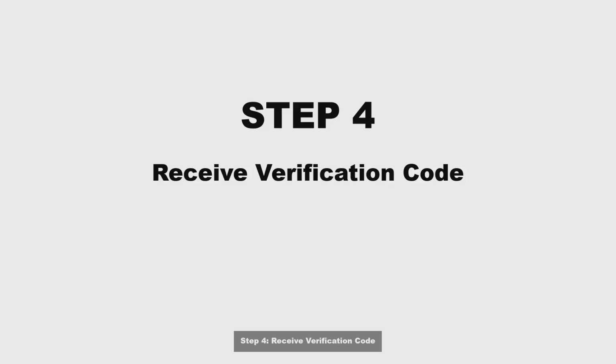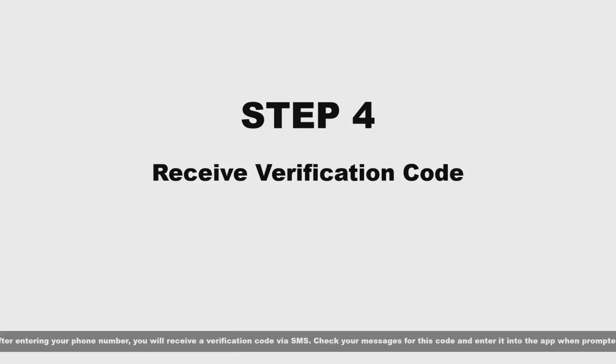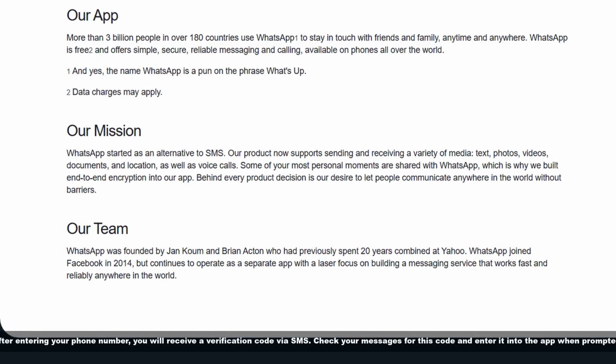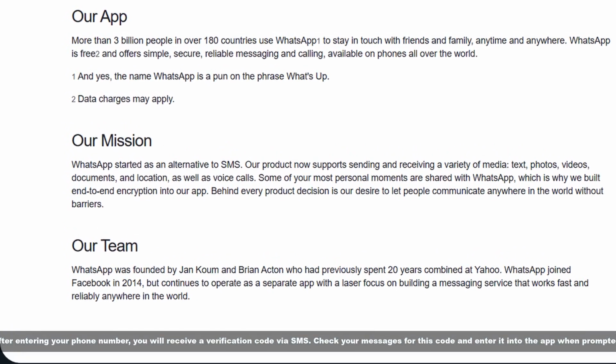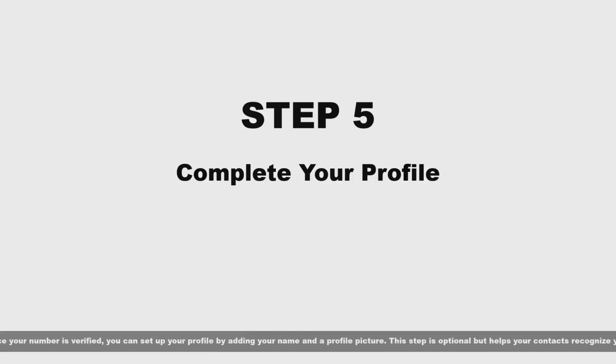Step 4. Receive verification code. After entering your phone number, you will receive a verification code via SMS. Check your messages for this code and enter it into the app when prompted. Step 5. Complete your profile. Once your number is verified, you can set up your profile by adding your name and a profile picture. This step is optional but helps your contacts recognize you.